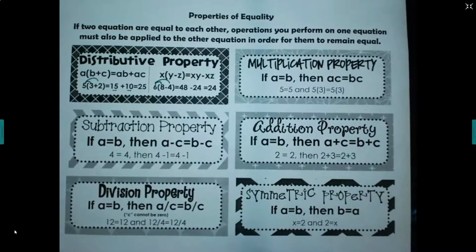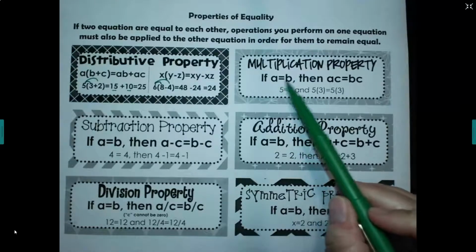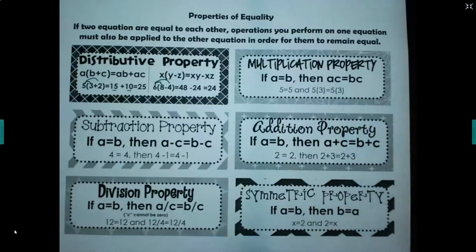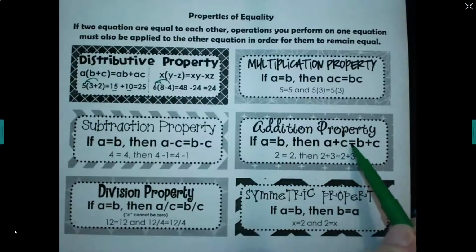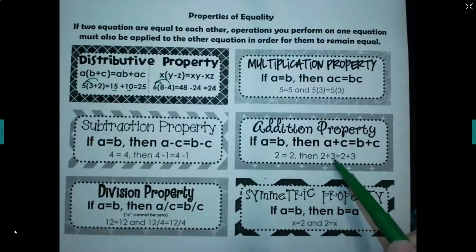The multiplication property. We start with our standard sentence. If A equals B, we're saying they're equal to each other. And if I multiply A times C, I must also multiply B times C in order for these to remain equal. Addition property. If A equals B, then A plus C, see these are opposites of each other, A plus C equals B plus C. If 2 equals 2, then 2 plus 3 equals 2 plus 3.